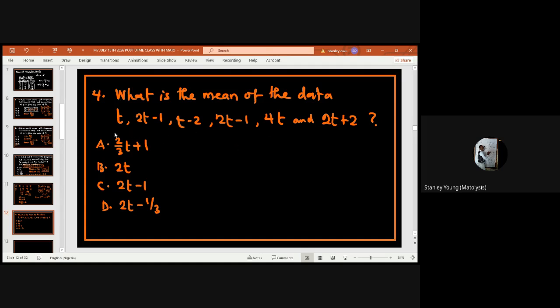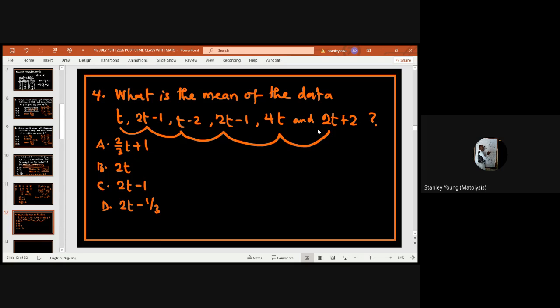Don't forget that mean means sum divided by number. How many entities do you have there? 1, 2, 3, 4, 5, 6. You have 6. Since I'm going to sum all this together, I have to sum it in a way that will be easier for me. T plus 2t is 3t, plus t, 4t, plus 2t, that's 6t, plus 4t, that's 10t, plus 2t, that's 12t.